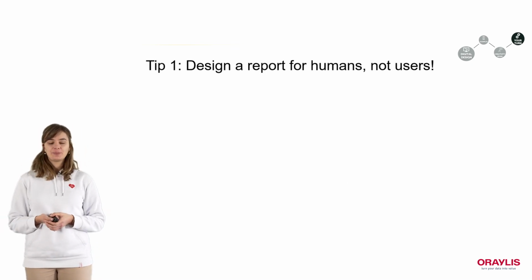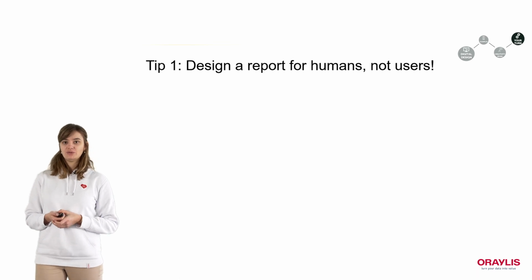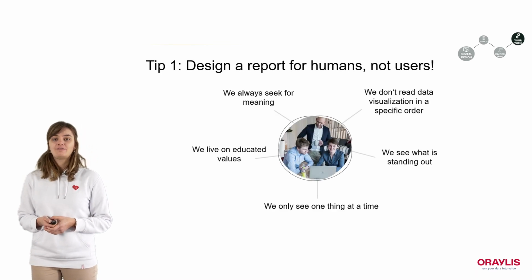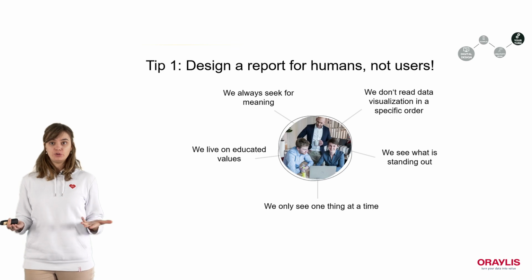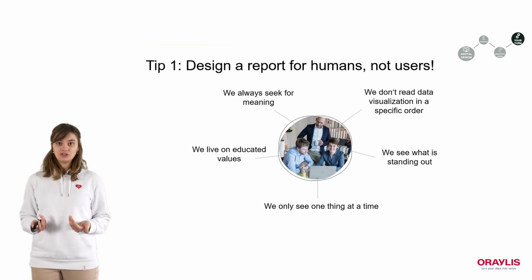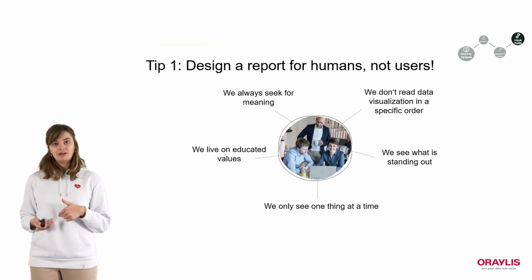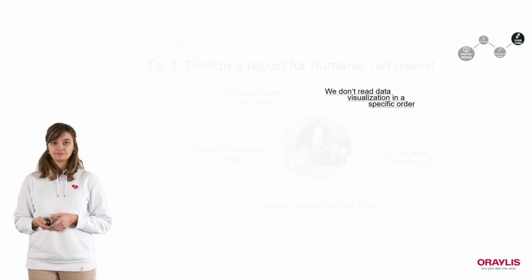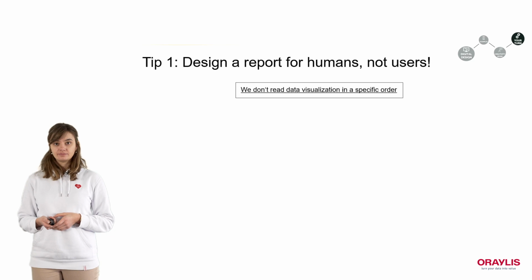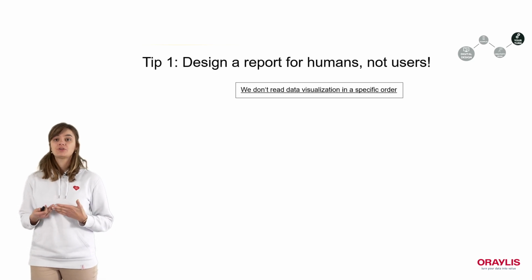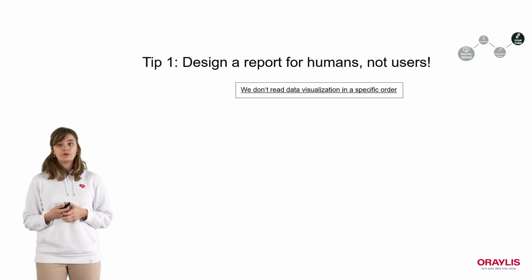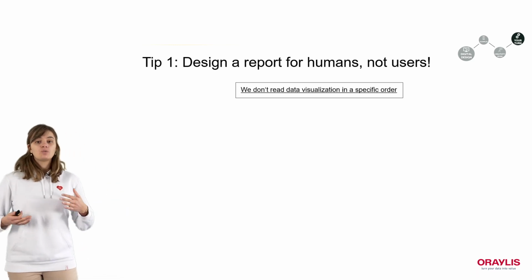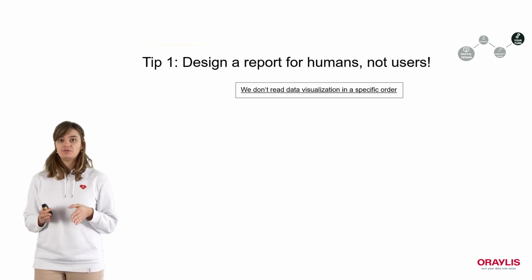Tip number 1, design a report for humans, not users. Here are 5 aspects you should know about humans when it comes to data visualization. In the following, I will elaborate all these aspects of human behavior. First thing you have to keep in mind when designing reports and dashboards for humans, we don't read data in a specific order.